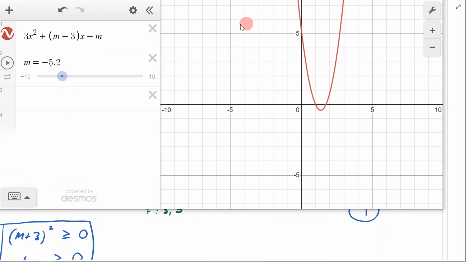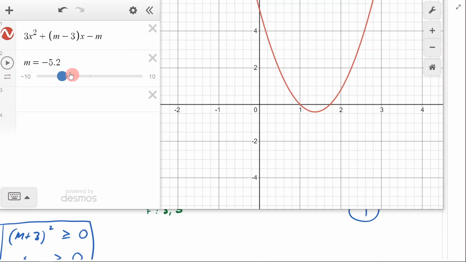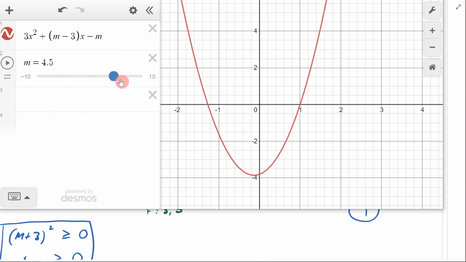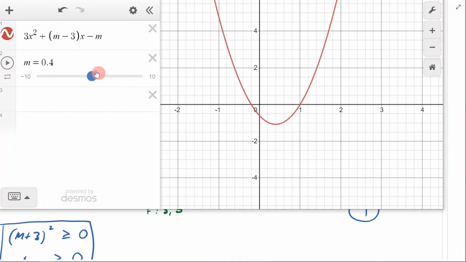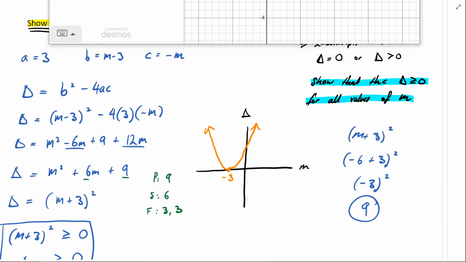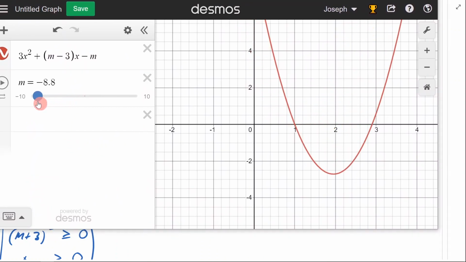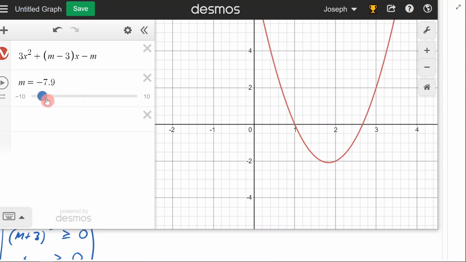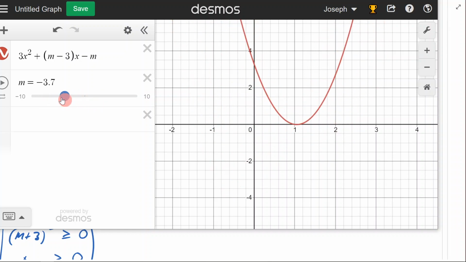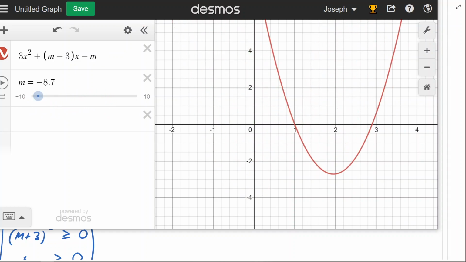Here is Desmos. So I have graphed it, 3x squared plus m minus 3x minus m. Here it is. When I change the value of m here, do you see I've got two solutions, two solutions, two solutions. I have one solution at -3, just as we saw over there. When m is equal to -3, I have one solution. And then I have two. There's never a value of m for which this thing has no solutions. It's always touching the x-axis. Okay, that's how that works, everyone.